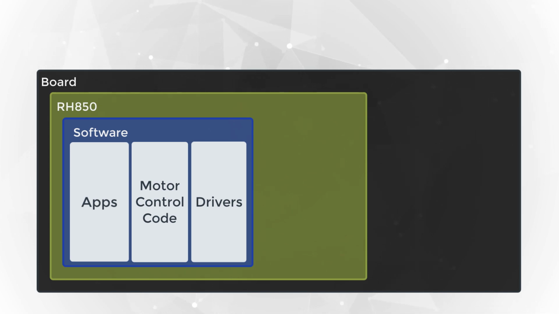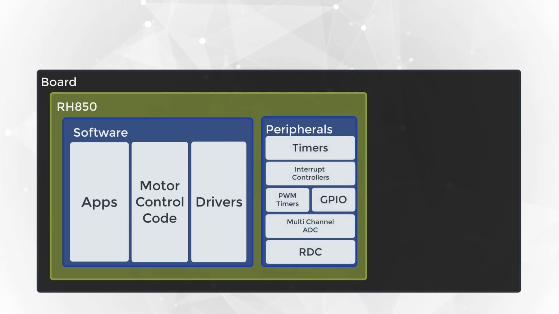platform. Loaded onto the platform are various layers of software, starting with the application layer and working its way down to drivers. Within the RH850, we instantiate a number of peripheral models, including timers, both general and for PWM, interrupt controllers, GPIO, analog-to-digital converters, and finally RDC.